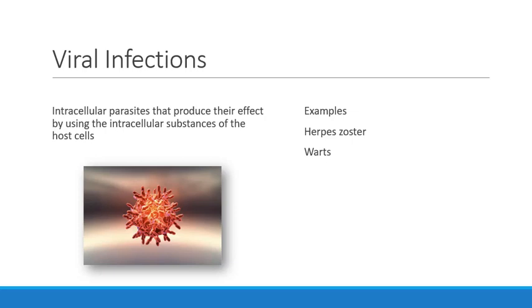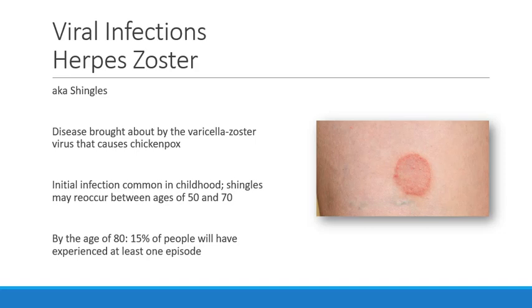Viral infections, these are intracellular parasites that produce the effect by using the intracellular substances of the host cell. Herpes zoster, also known as shingles. This disease is brought about by the varicella zoster virus that causes chickenpox. The initial infection, common in childhood for those who didn't get the vaccine. Shingles may reoccur between the ages of 50 to 70 or any time in life.